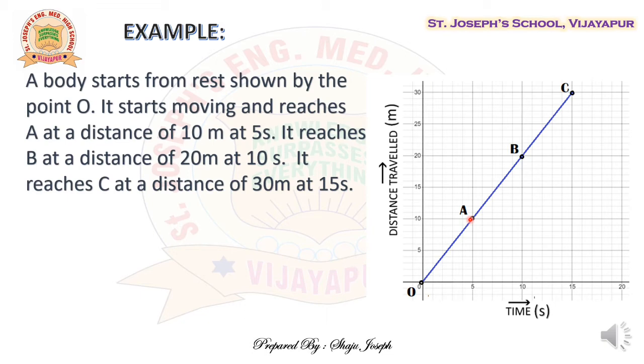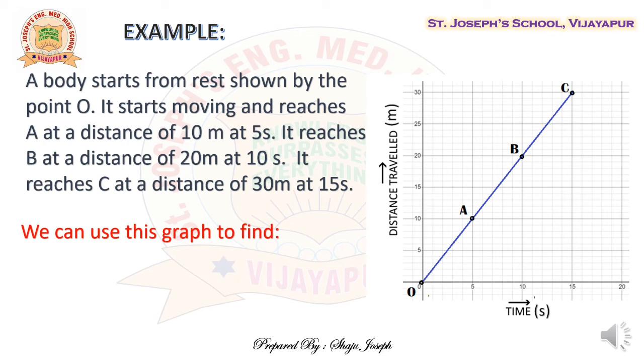Distance is 10 meters. And it reaches the point B at 20 meters at 10 seconds. So B is at 20 meters and it is covered in 10 seconds. It reaches C at a distance of 30 meters at 10 seconds. C at 30 meters in 10 seconds. Sorry, it will be 15 seconds. So, we get a complete picture of the movement of the body.